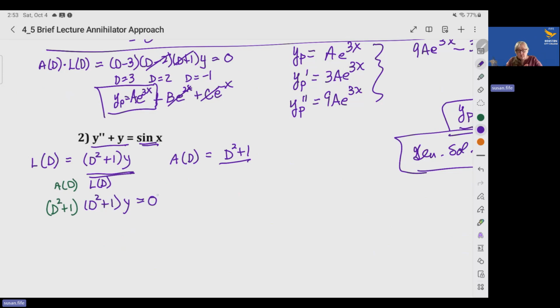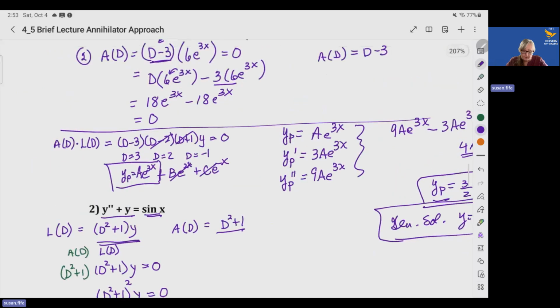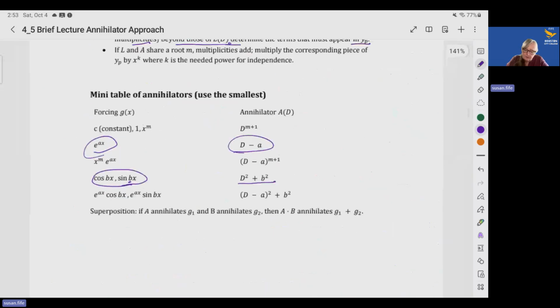So here, those d squared plus 1s will multiply together to give you d squared plus 1, applied to y, but d squared plus 1 is going to be squared. And what does d squared plus 1 squared give you? Go back to the table, and here m is 1. Maybe my table doesn't give it to me. But notice that the difference between the e to the ax and the x to the m e to the ax is that you have that additional power. So that additional power is going to give you an x times.